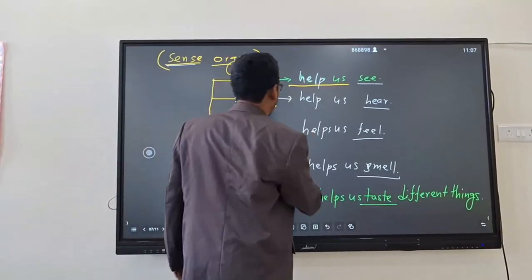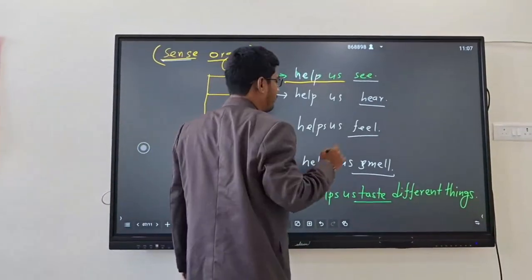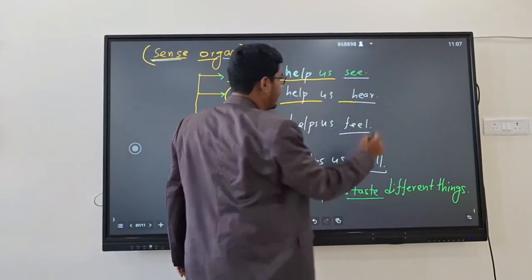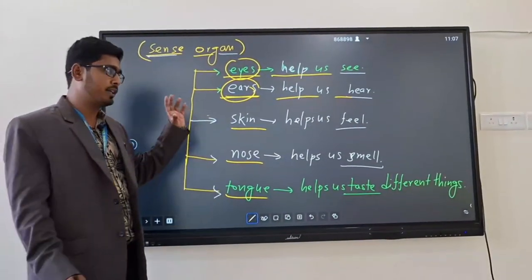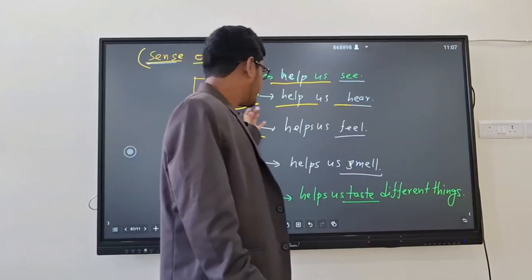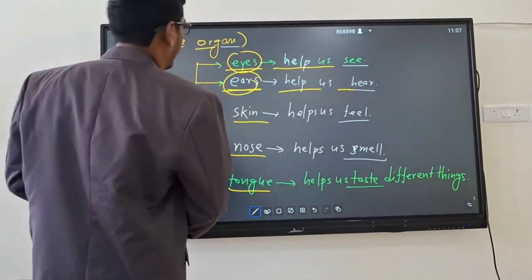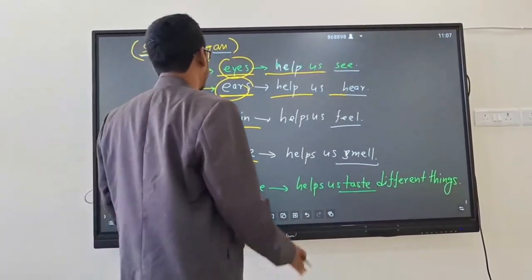And what is the function of the ears? We have two ears. They help us to hear. Whatever noise is created in our world, we can hear with our ears.